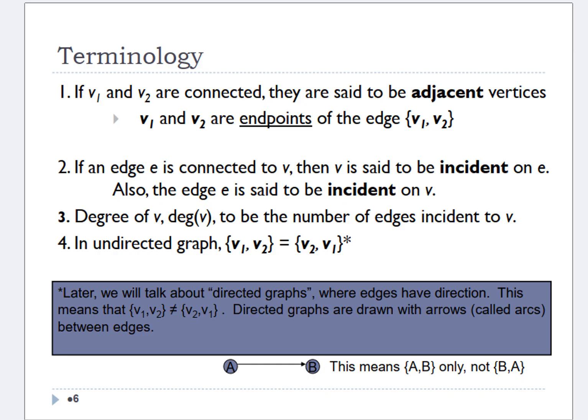Later, we will talk about directed graphs, where edges have direction. This means that (v1, v2) is not equal to (v2, v1). Directed graphs are drawn with arrows, called arcs, between vertices. For example, A to B means AB only, not BA.